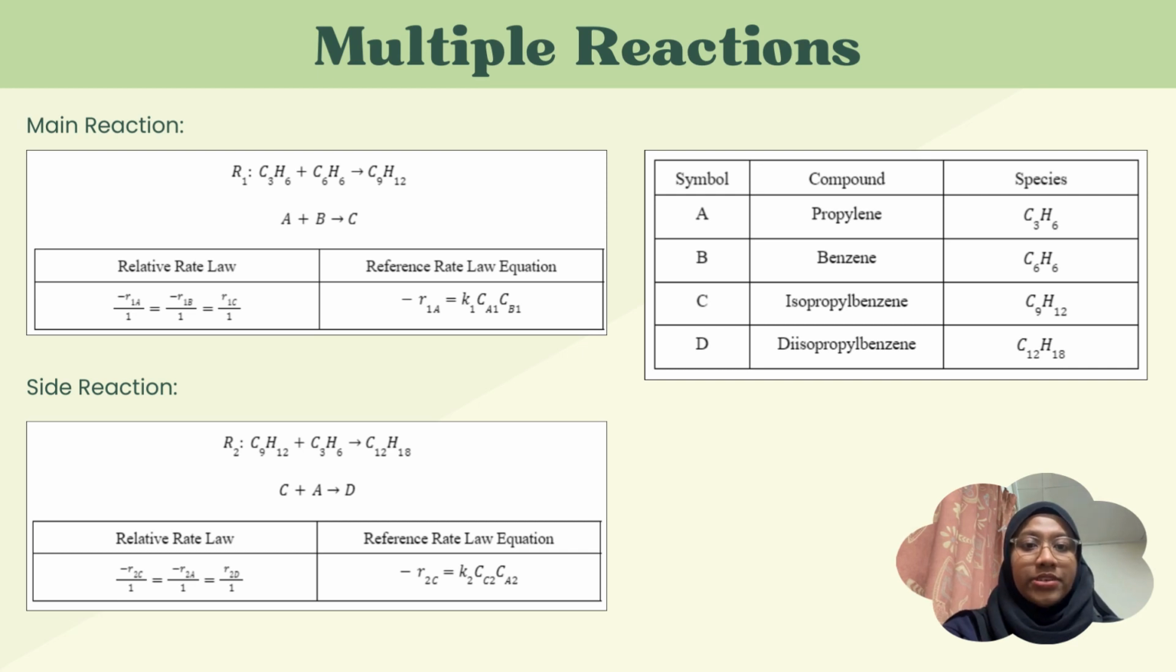Our main reaction is the reaction between propylene and benzene to produce isopropyl benzene. In this case, we indicate propylene as A, benzene as B, isopropyl benzene as C, and diisopropyl benzene as D. The reference rate law for the first equation is negative r1A equals k1 CA^1 CB^1. And for the side reaction, the reaction is between isopropyl benzene and propylene to produce diisopropyl benzene, and the reference rate law equation is negative r2C equals k2 CC^2 CA^2.